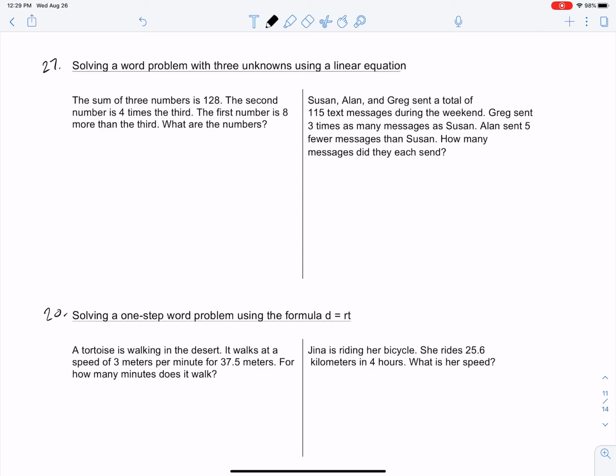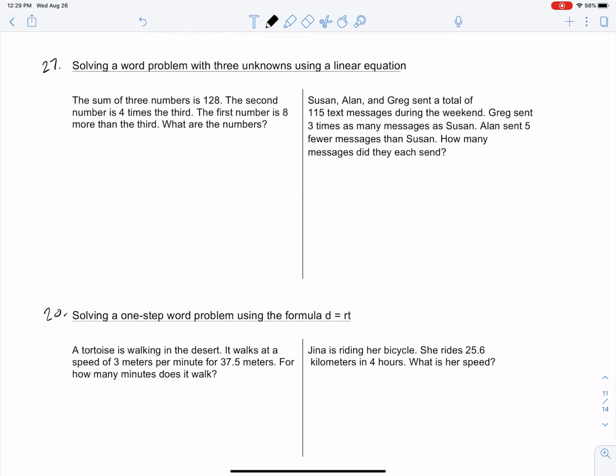The sum of 3 numbers is 128. So right now I have no idea what those numbers are. There could be a lot of possibilities of what those numbers are to equal 128. The second number is 4 times the third. The first number is 8 more than the third. What are the numbers? All right, so this might seem really confusing off the bat, but again, let's break this up in chunks and try to make sense of it.